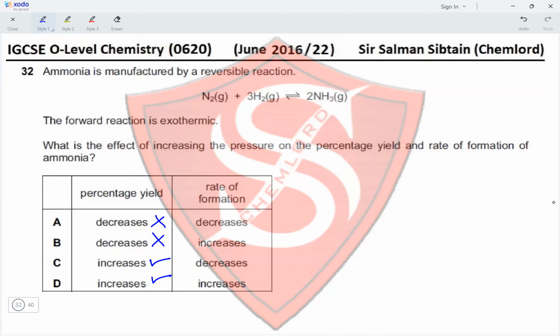And the rate of formation. Since pressure favors the equilibrium to shift forward, the rate of formation of ammonia would increase, eliminating option C and making option D the correct option for this question.